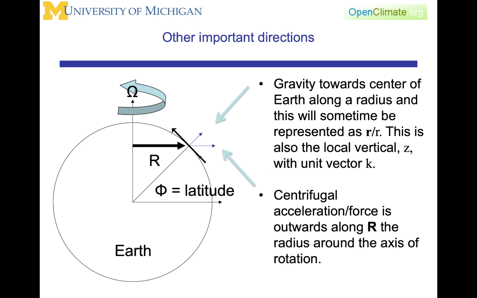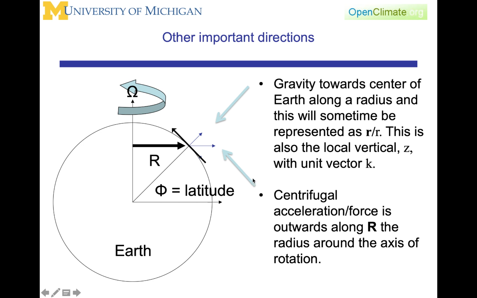A couple other important definitions to go with the tangential coordinate system. Our body force gravity, which points along the radius to the center of the Earth, sometimes will be represented as a vector along that radius, which will be r over the magnitude of r, which is a unit vector in the radial direction from the center of the Earth. And this vector also aligns with the local vertical and the unit vector k.